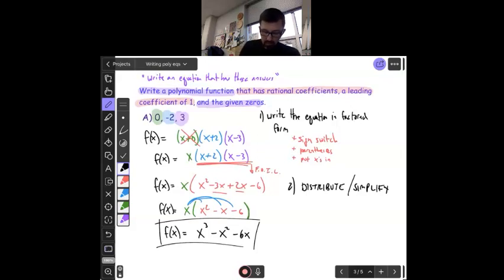Okay. So the idea here is this equation would have these answers. It would cross the x-axis at those 3 points. Okay. Notice that it has a leading coefficient of 1. That means the very first number is a 1. Okay. I didn't do anything special. It just happened on its own.